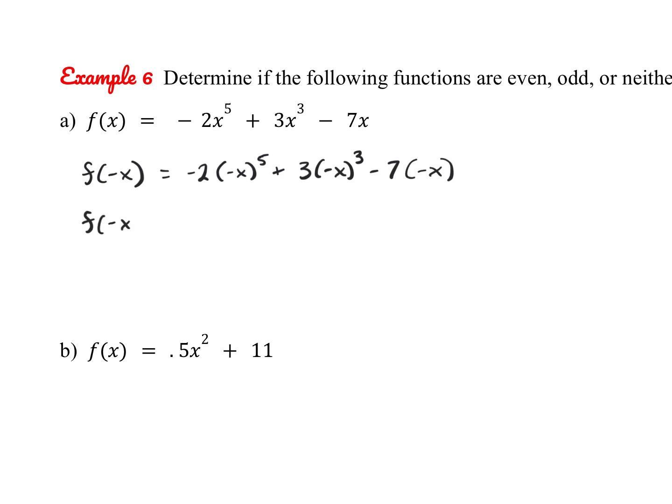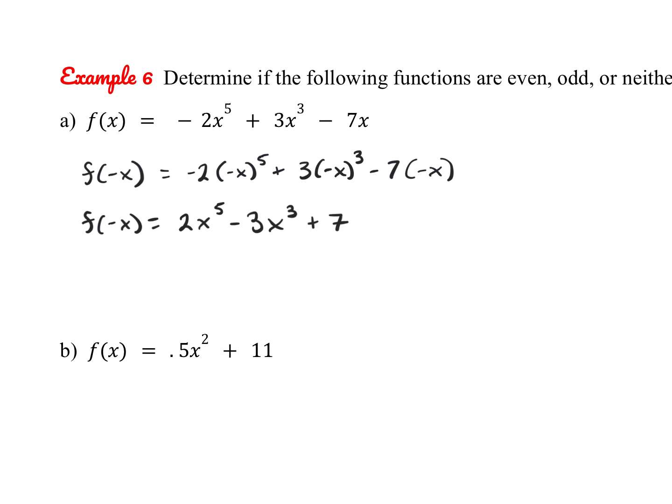Now if we simplify this, we know that if you have a negative value being raised to an odd power, the result is a negative. So this will give you negative x to the 5th. If you multiply it by negative 2, this becomes positive 2x to the 5th. Same idea here. If you have negative x cubed, that is negative 1 times x cubed. So that turns this entire term into negative 3x cubed. And here we know negative 7 times negative x gives us positive 7x.